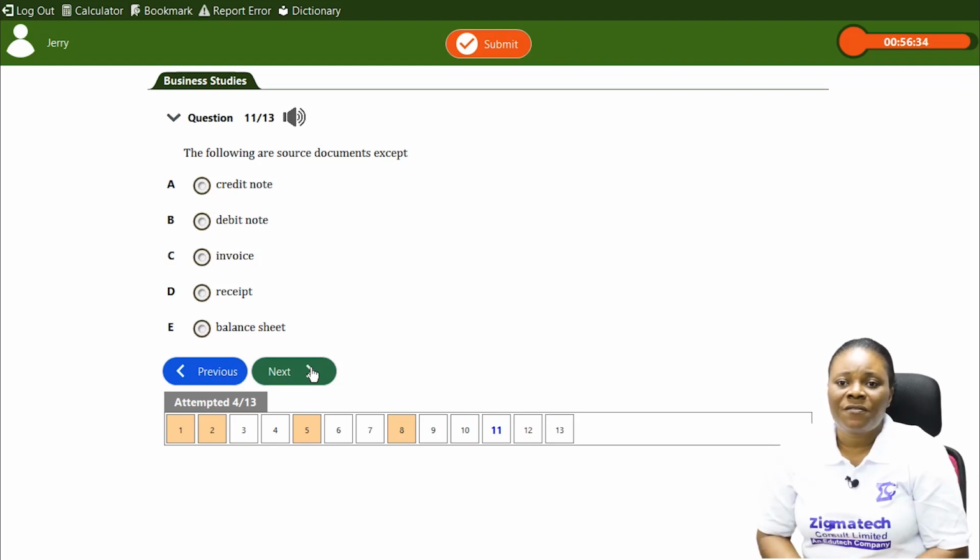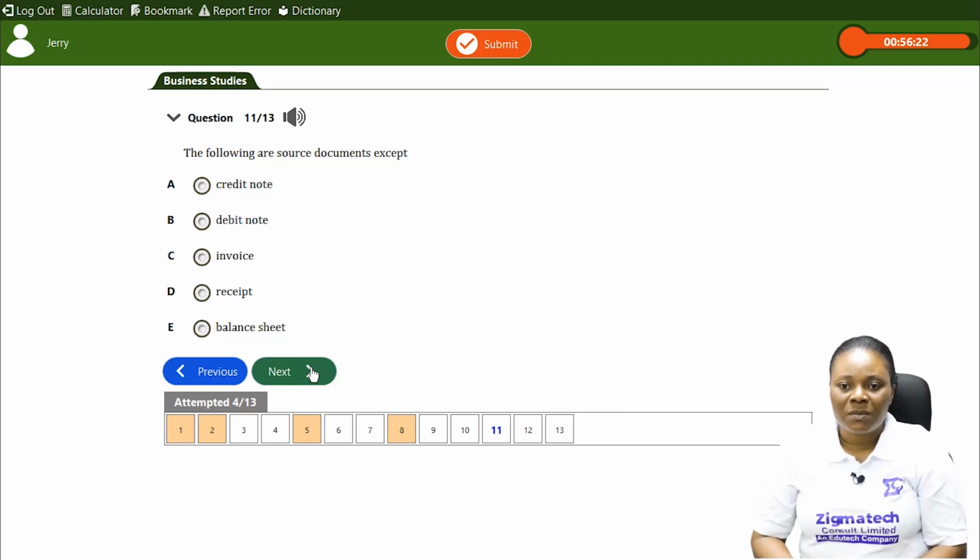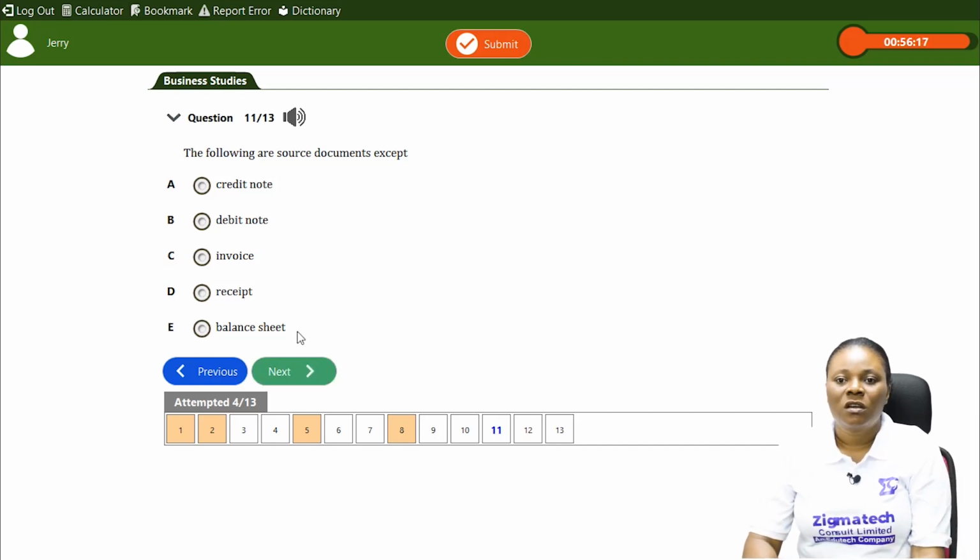Another question says, the following are source documents except dash. Credit note, debit note, invoice, receipt, and balance sheet. So which of these is not a source document? The answer is E, balance sheet. Balance sheet is a statement that shows the financial position of a business, but all the other ones are source documents. So our answer is E, balance sheet.